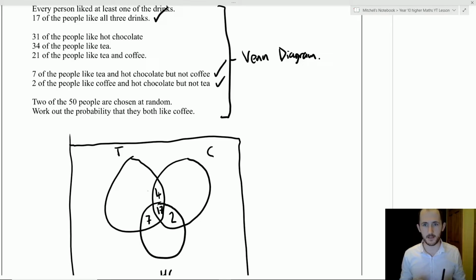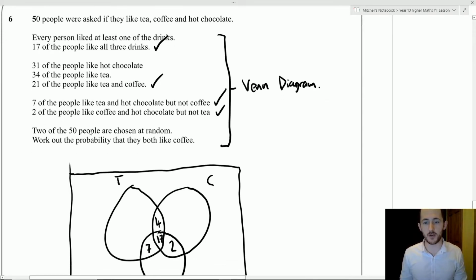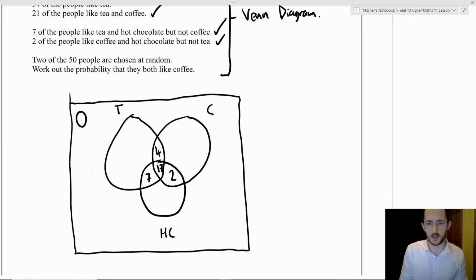It's a bit tricky. So tea and coffee is this intersection here. That adds up to 21. Okay, perfect. Wonderful. So now we've done all of the inner bits, we have to now work out the outer bits. There is one thing we can say. Every person likes at least 1 drink, which means the number outside the circles is 0, because everyone has one. Everyone's in at least one circle.